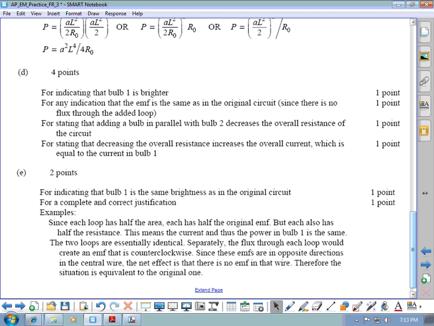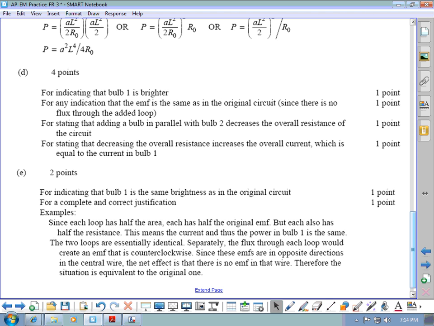So again, you had a 1 out of 3 guess: brighter, same, or dimmer. You had a 1 out of 3 guess to get that first point, and then you had to justify it. A lot of times they won't give you that credit unless there's a correct justification or a partially correct justification to go with it. For this one, they did.